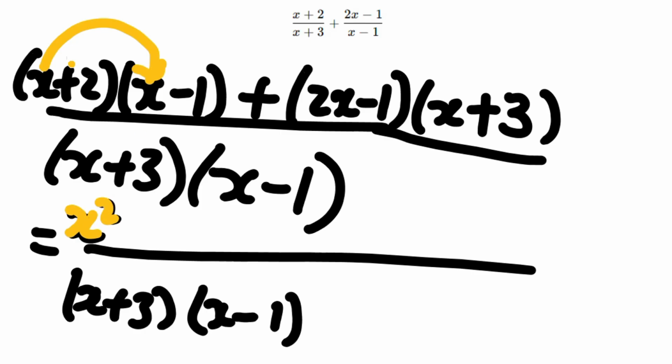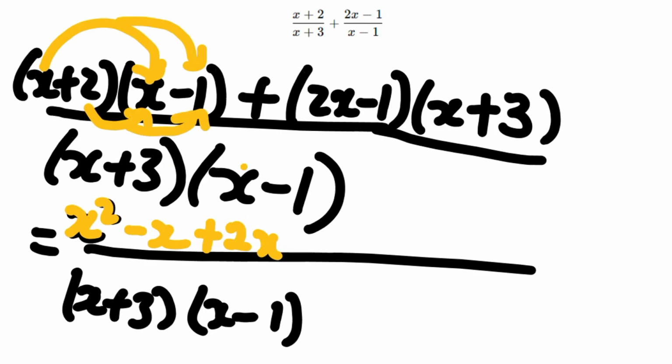And then this same thing is going to multiply -1 to give us minus x. Now we use 2 to multiply this to give us 2x, and that 2 multiplied by -1 gives us -2. So we are done expanding this.